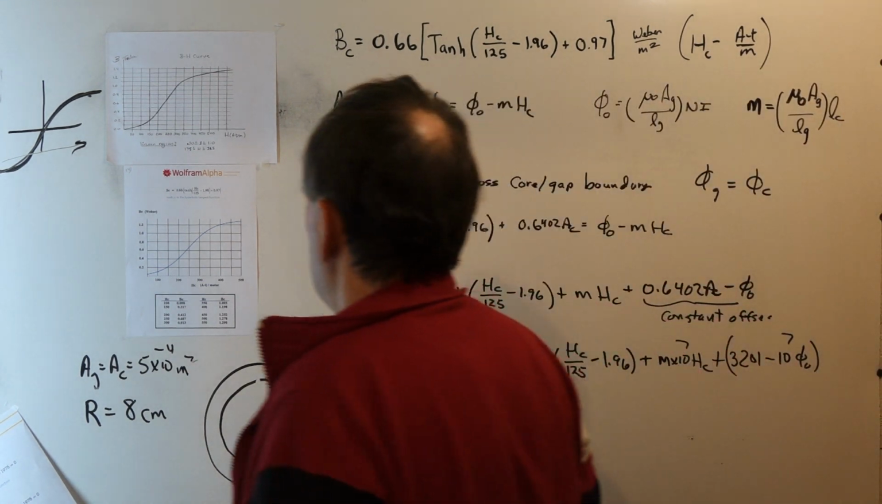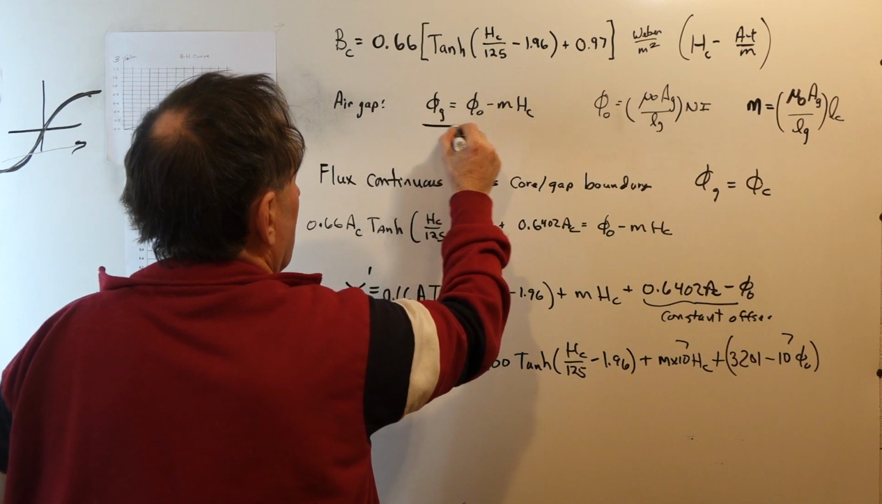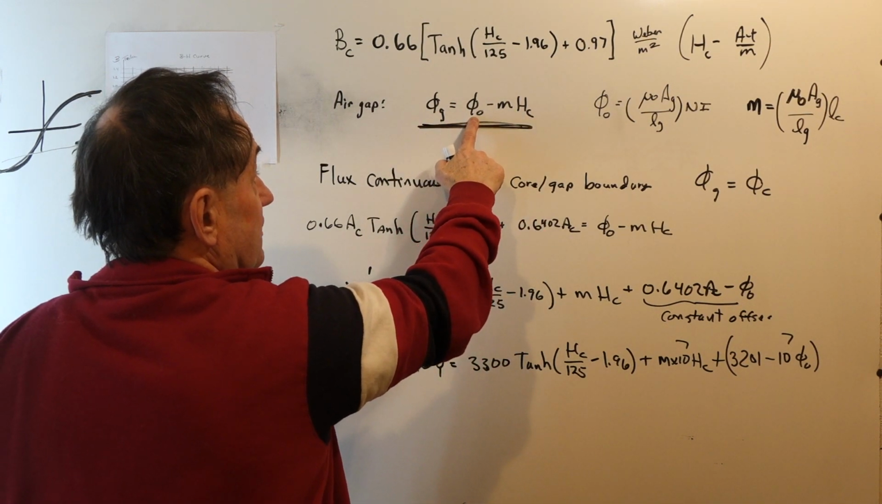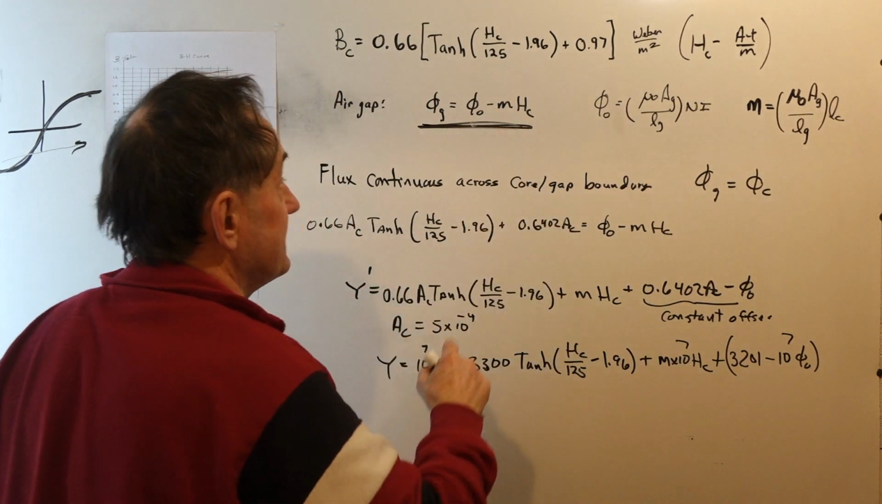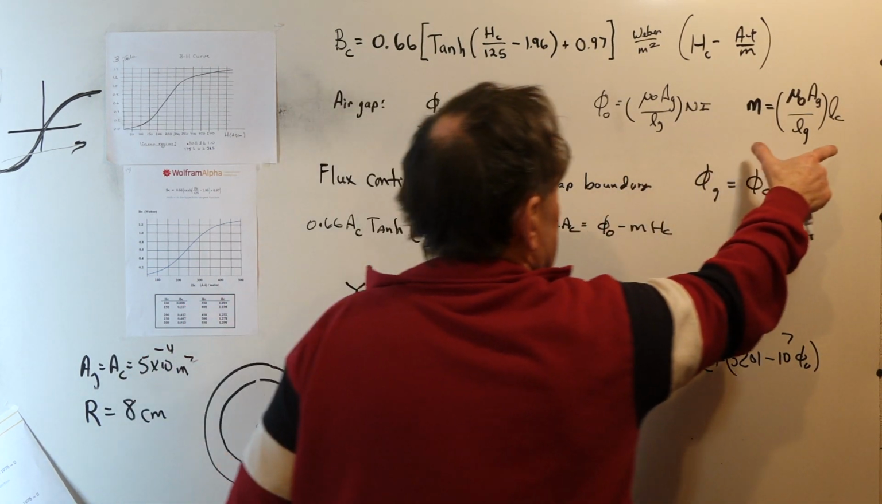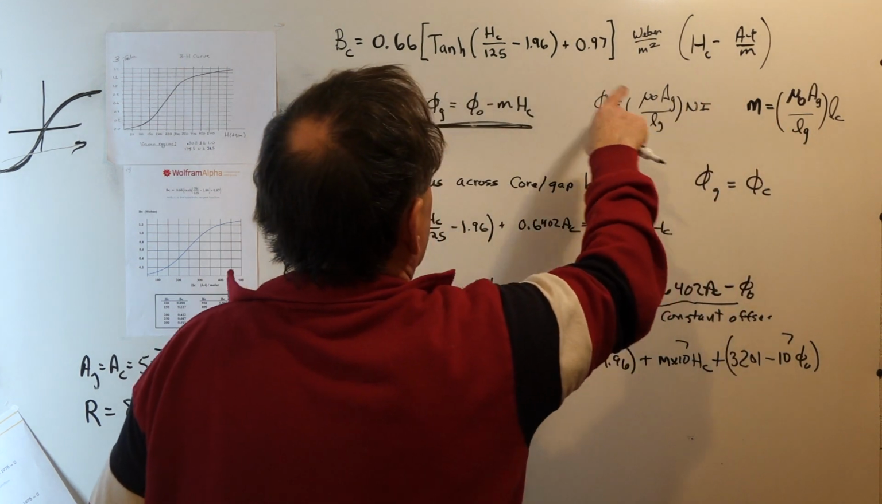Now, remember from before in the air gap, we had this expression for the air gap. The flux in the gap is some offset, phi 0, minus a slope factor, m times HC, where phi 0 is given by this expression, and the slope is given by this expression. I'm keeping it so far in general.